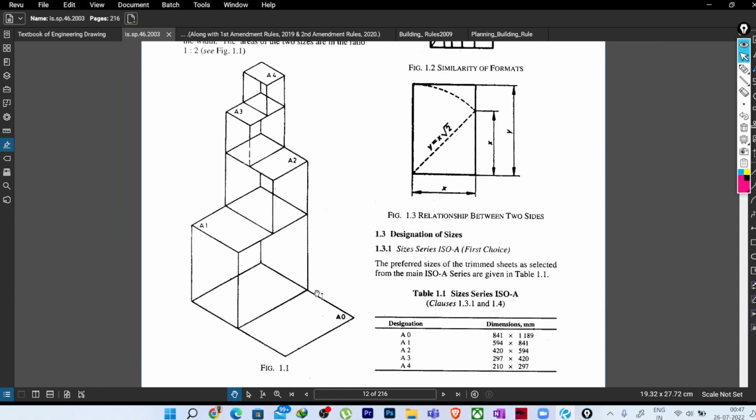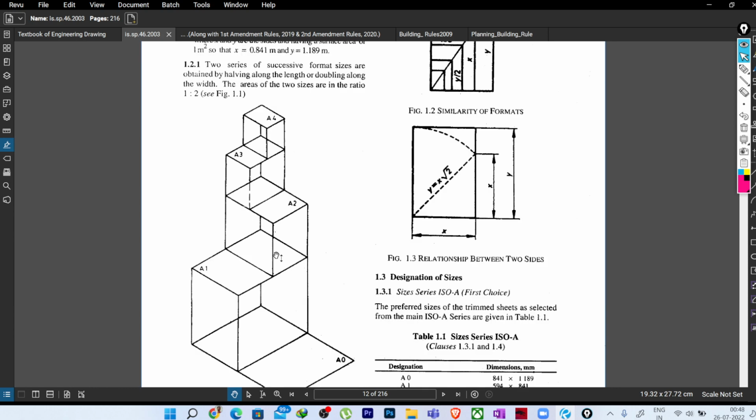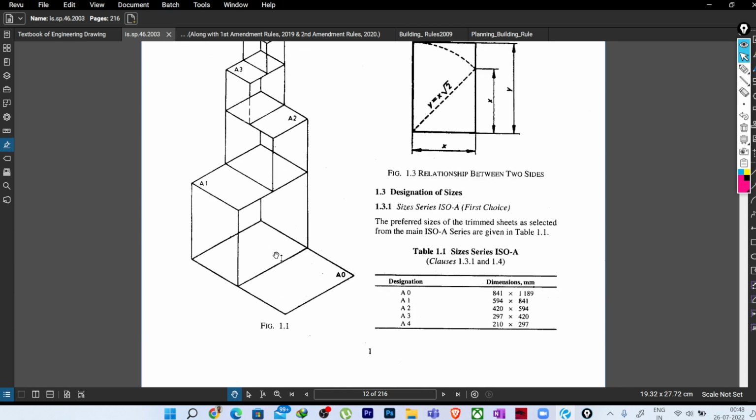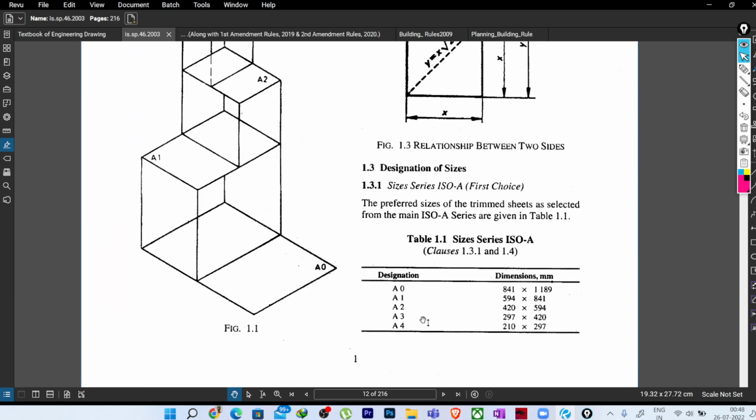You can see the A0, we have folded it in half, we got A1. Then again if we fold it lengthwise, in the longer direction, we'll be getting A2. Then if you fold it in this direction, we'll get A3. Again we are folding it in the longer direction, we'll be getting A4. So these are the standard paper sizes that we use for plotting our drawings, and for sending it to the site.